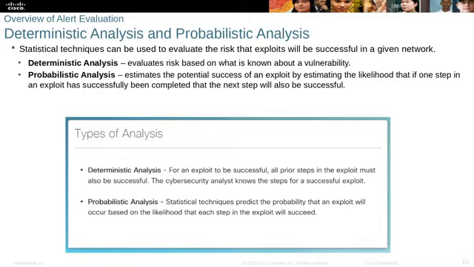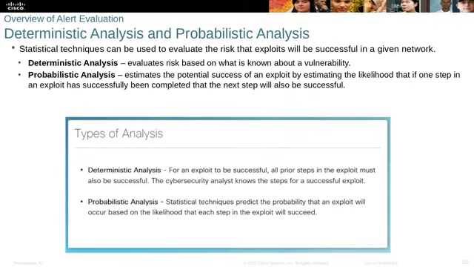Okay, deterministic analysis and probabilistic analysis. So statistical techniques can be used to evaluate the risks that exploits will be successful in a given network. This type of analysis can help decision makers to better evaluate the cost of mitigating threats with the damage that an exploit could actually cause. There are two general approaches to doing this. They are deterministic and probabilistic analysis.